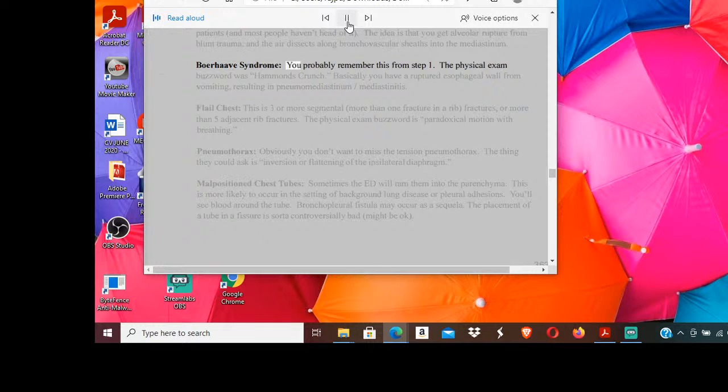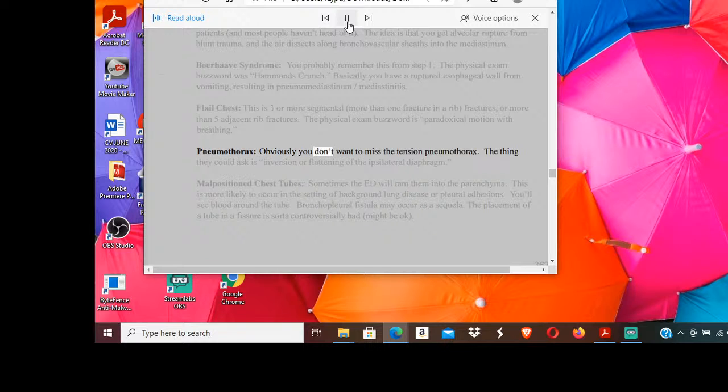Boerhaave syndrome, you probably remember this from Step 1. The physical exam buzzword was Hamman's crunch. Basically you have a ruptured esophageal wall from vomiting, resulting in pneumomediastinum and mediastinitis. Flail chest, this is 3 or more segmental fractures, more than 1 fracture in a rib, or more than 5 adjacent rib fractures. The physical exam buzzword is paradoxical motion with breathing.